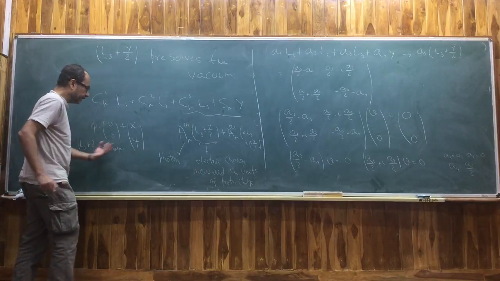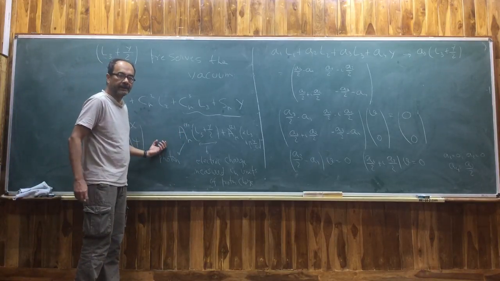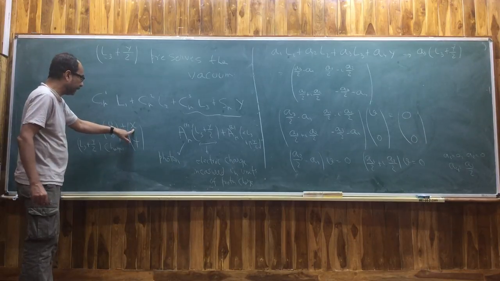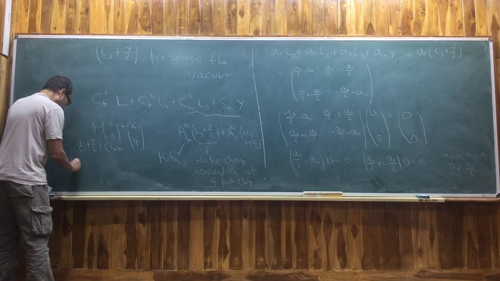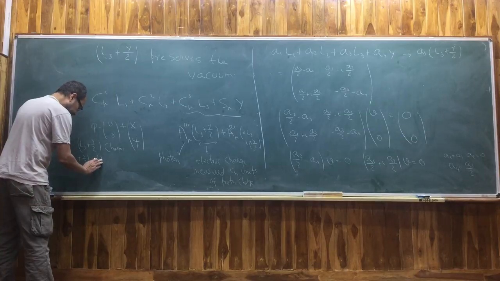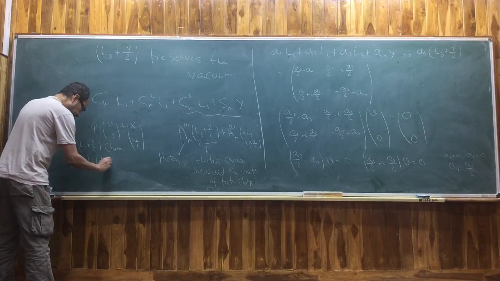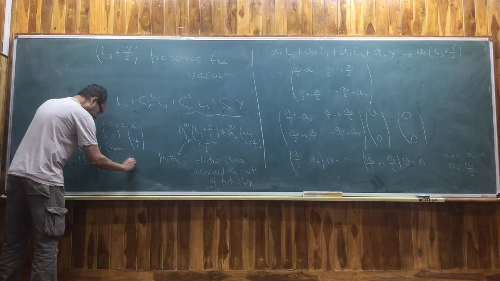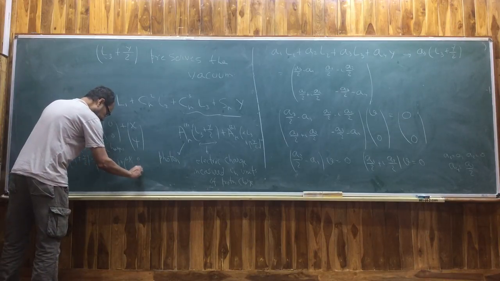This is an unbroken group, right? So chi will carry what? L3 plus Y by 2. Let me write L3 plus Y by 2 as half 0 0 minus half plus minus half 0 0 minus half.